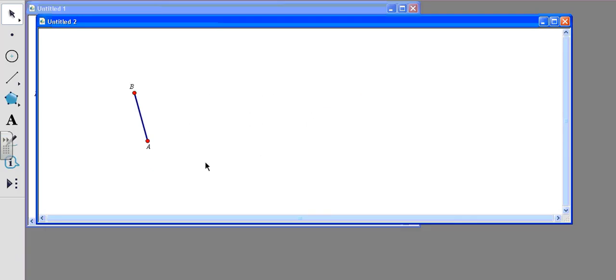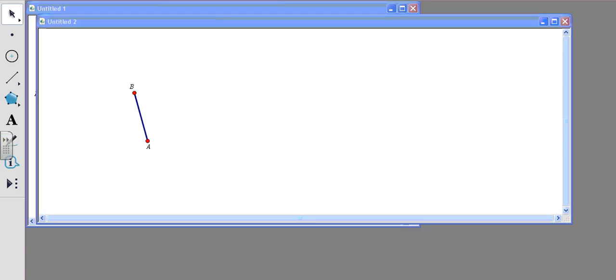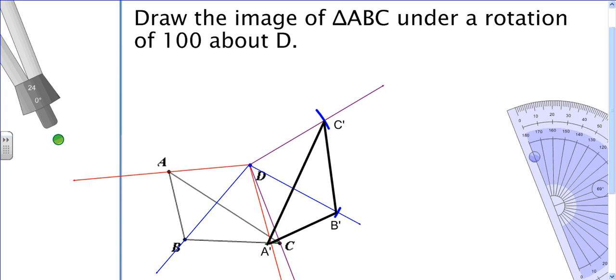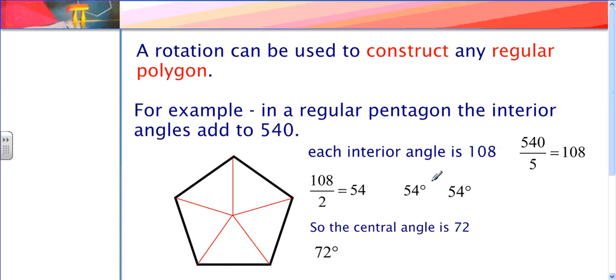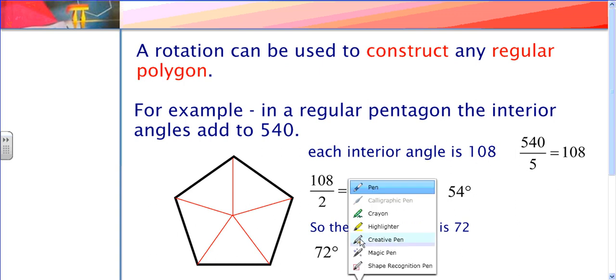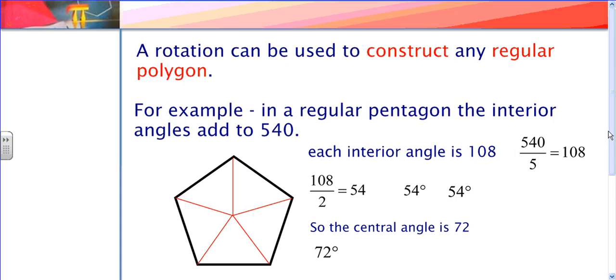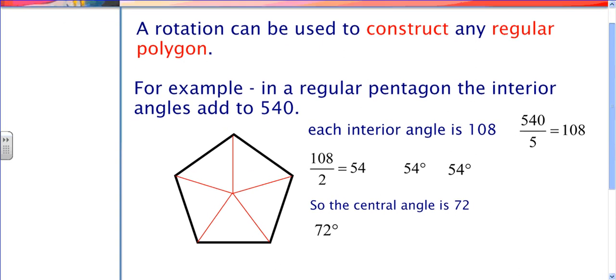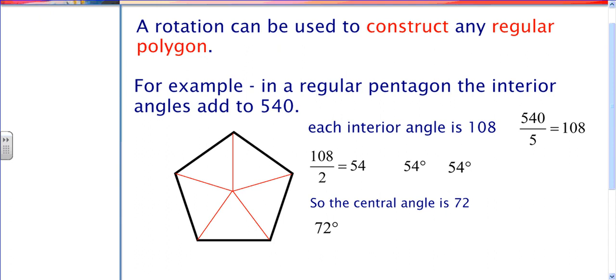All right, so I want to show you one last thing. I want to talk about how we can construct a regular polygon using a rotation. And I'm going to use the example of a pentagon to help illustrate this. And then you guys are going to be constructing some of the regular polygons in class using Sketchpad. Okay, so we know that we can use a rotation to construct any regular polygon. So I want you to think about a pentagon.